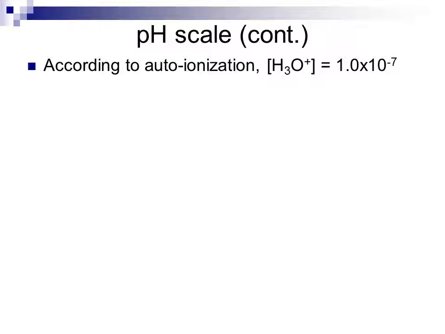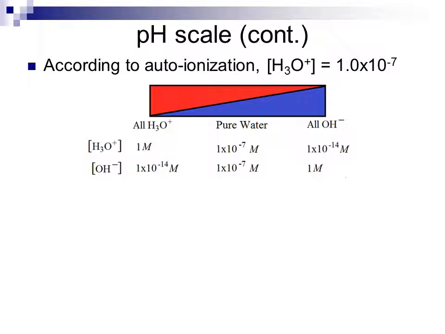According to autoionization, the concentration of hydronium in water is 1 times 10 to the negative 7, as is the concentration of hydroxide, since they'll be equal to each other. If I look at this scale then, once again, now let's add in pure water as the middle point in this sliding scale of hydroxide versus hydronium. Both concentrations in the middle will be 1 times 10 to the negative 7.